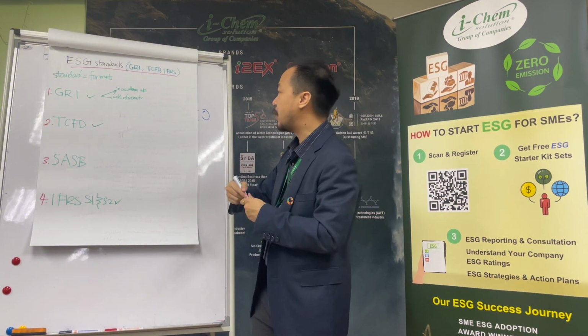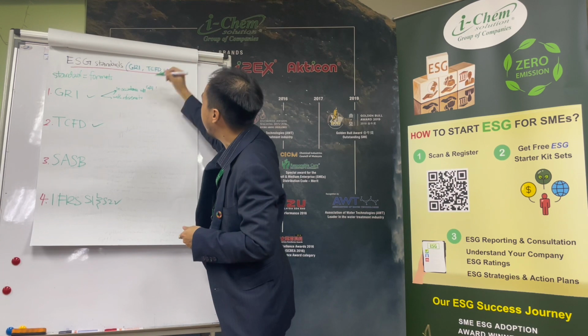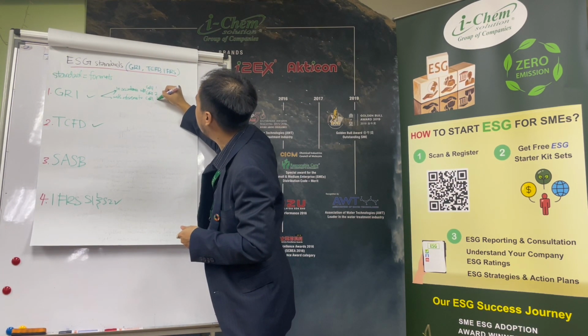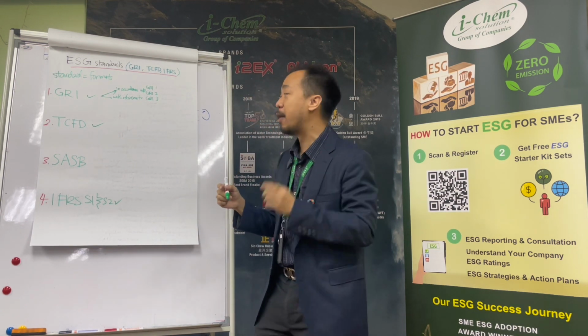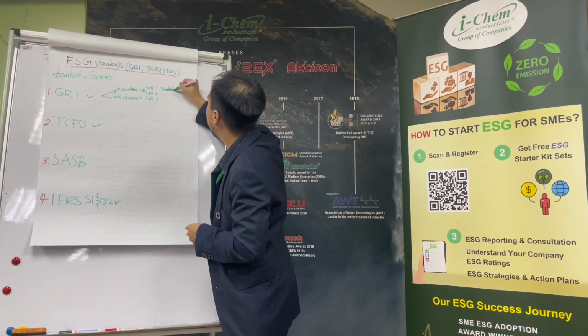Your universal standards are divided into three. There's GRI 1, there's GRI 2, and there's GRI 3. GRI 1 is the foundation standard.